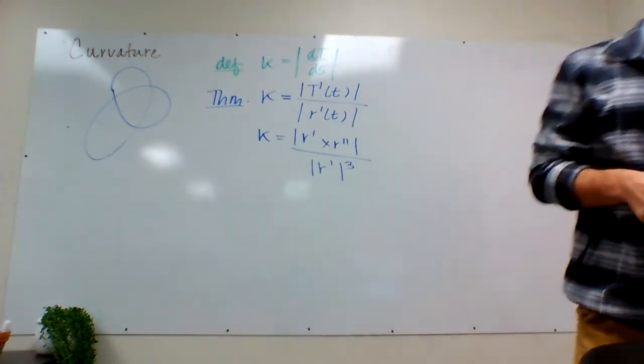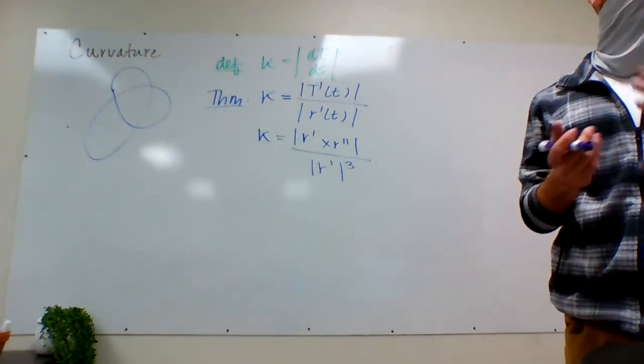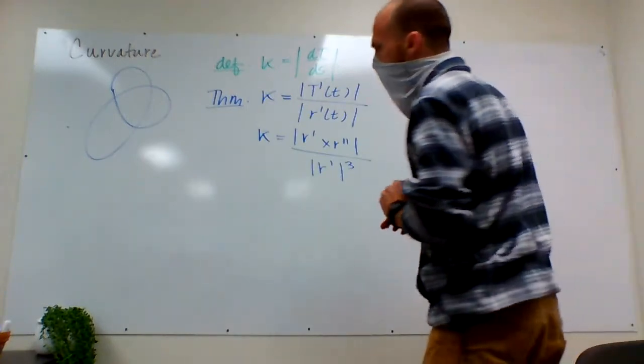And the example I'm going to do is I'm going to just take a circle of radius a and show you that if we just know what the radius of the circle is, we can know what the curvature is at any given time.